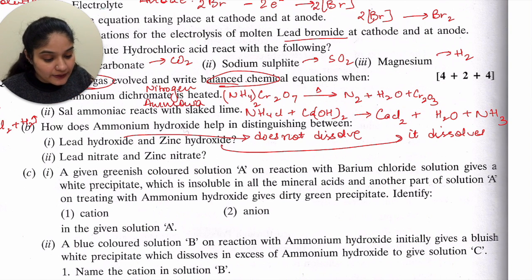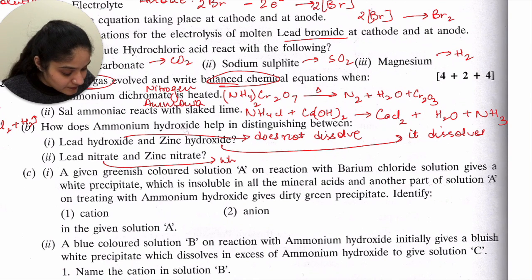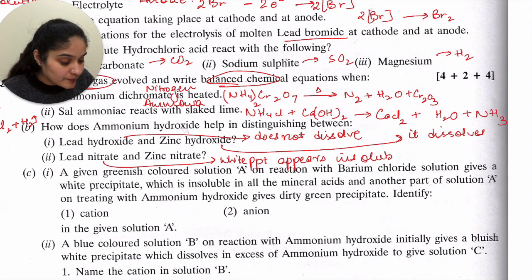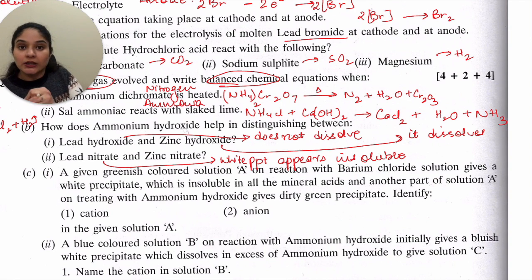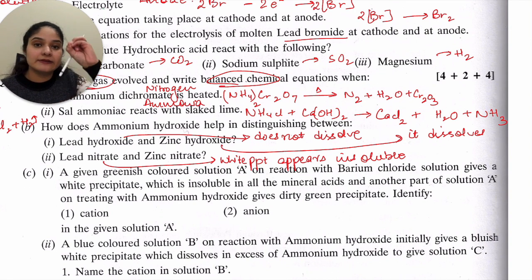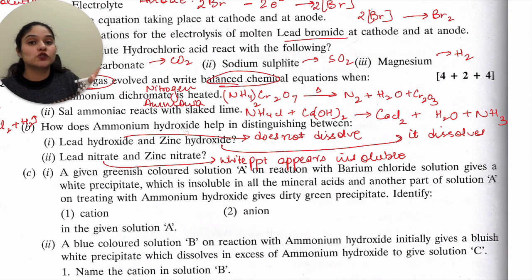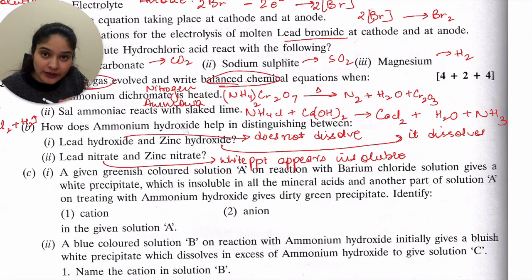Now lead nitrate and zinc nitrate. So lead nitrate, what would happen? A white PPT appears which is insoluble in excess. So what do we mean by this? That when you keep adding the solution to it, the PPT still stays as is. It does not dissolve, it is insoluble in the solution further. Whereas when you have zinc nitrate, the PPT is white again, but it dissolves on adding more solution to it.